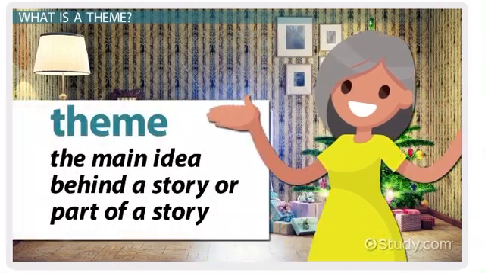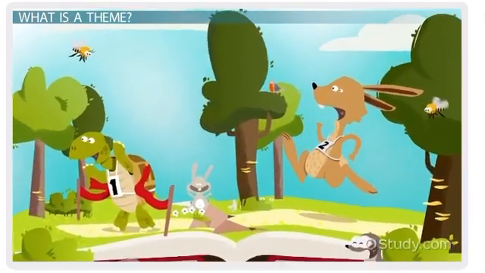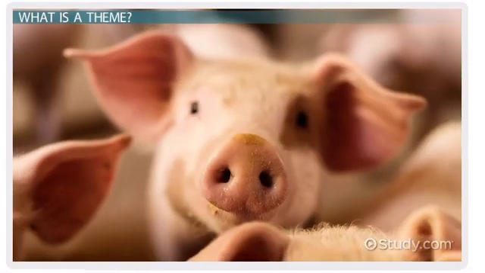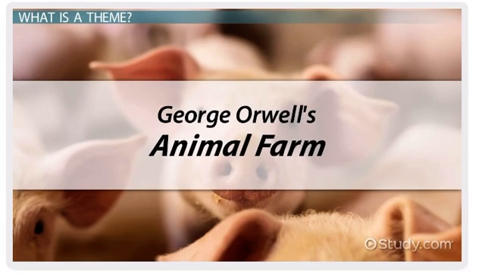This life lesson or theme, really defined as the main idea behind a story or part of a story, is one of the most important elements of a story. What we learn about life from the characters makes the story memorable and sometimes even life-changing. The themes found in George Orwell's Animal Farm add to the legacy of this story.